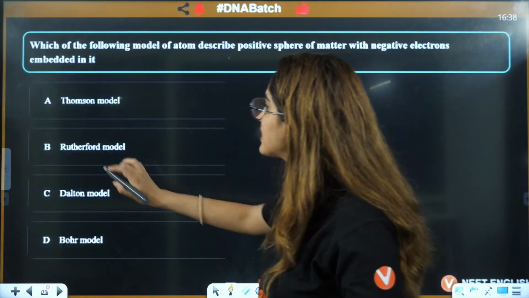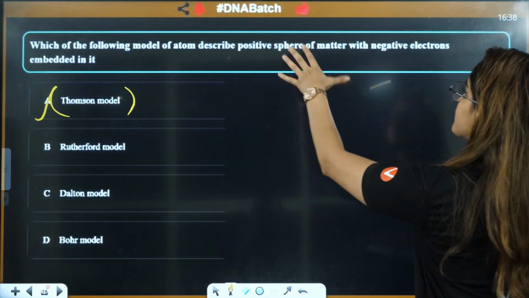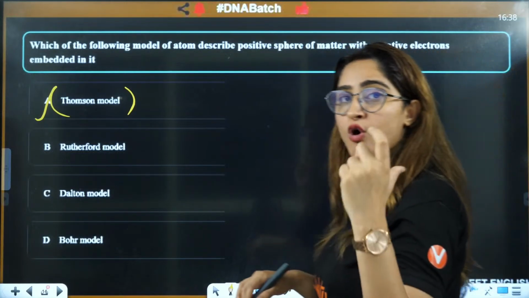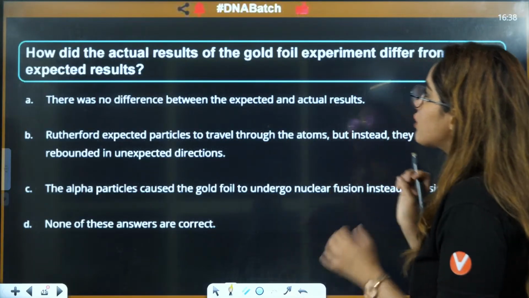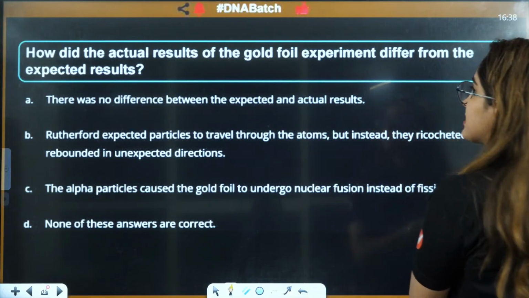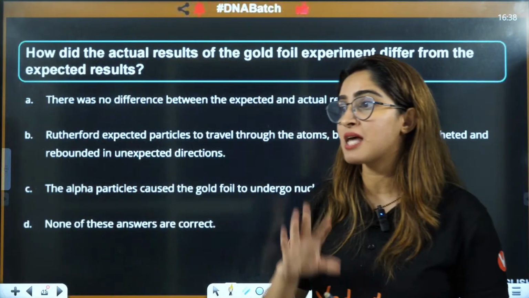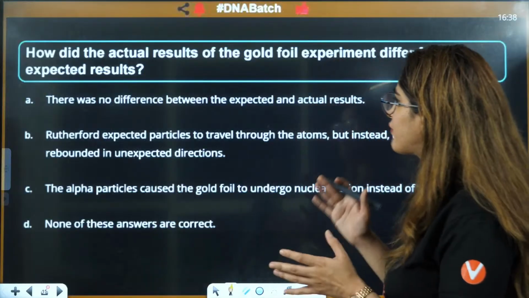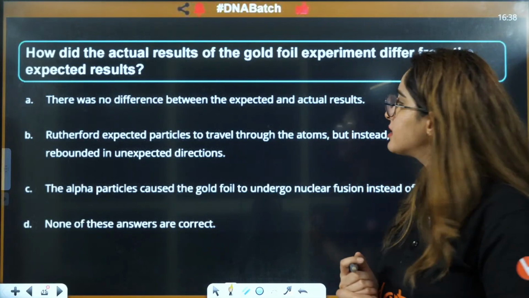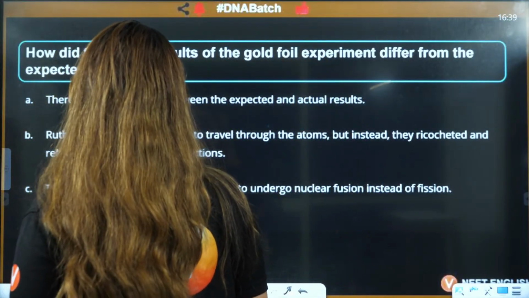So here the answer will be the Thomson model, which is telling you a positive sphere of matter with negative electrons embedded in it. Then, how did the actual results of the gold foil experiment differ from the expected results? First option: there was no difference between expected and actual results. Let us see how many of you will answer this correctly.